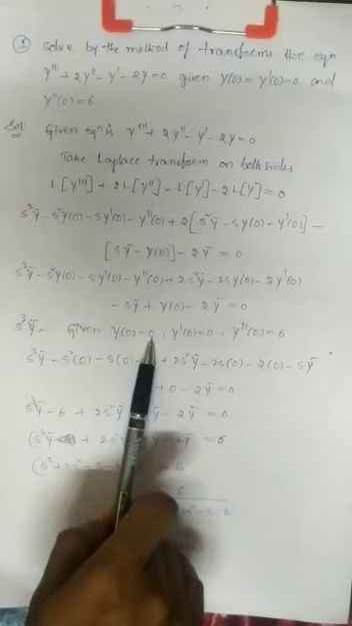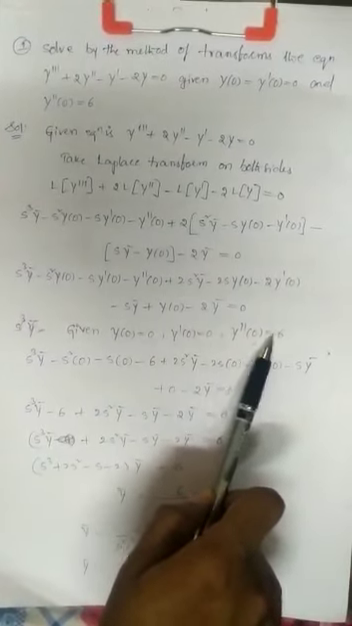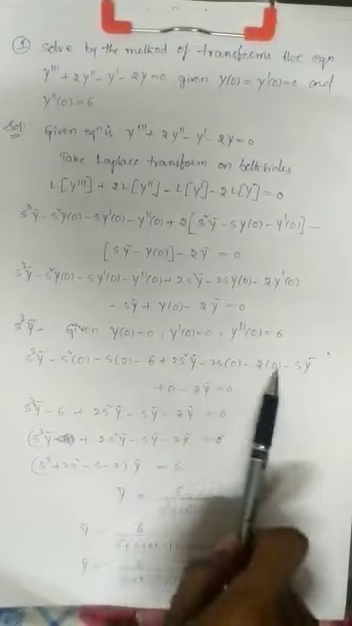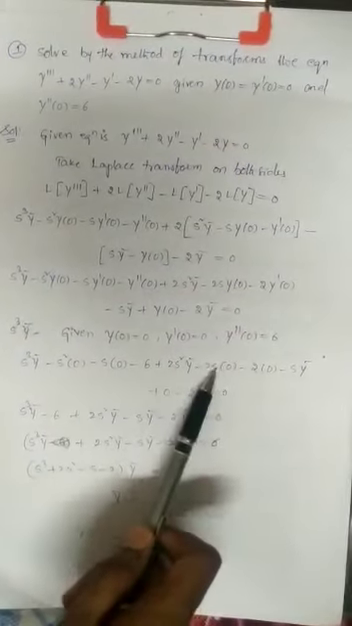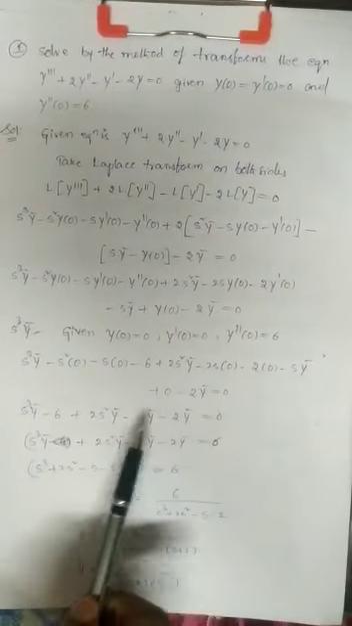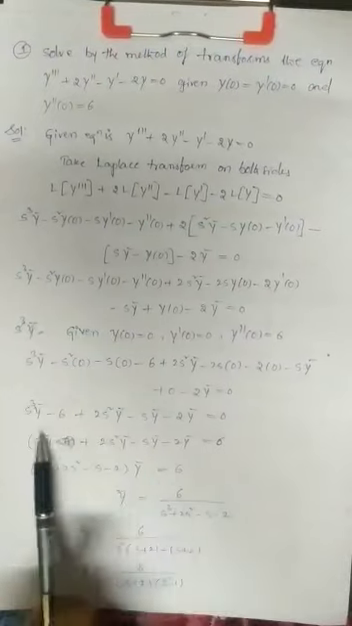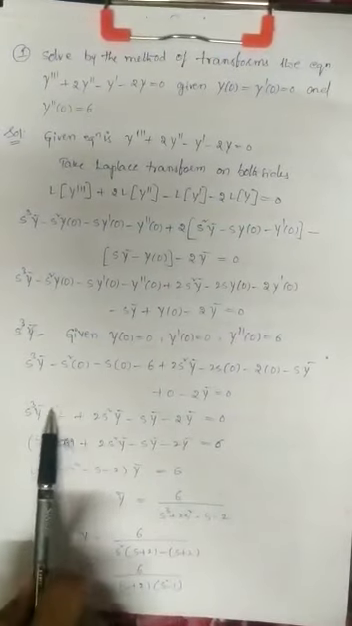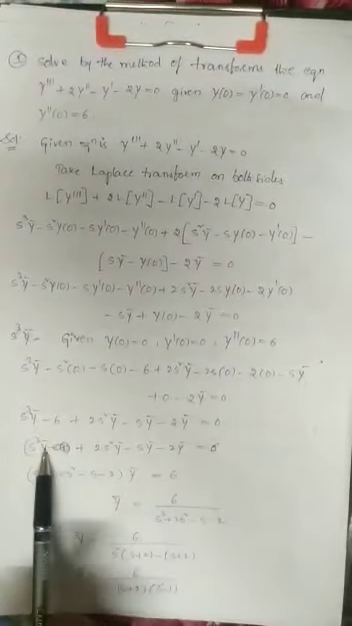Then apply the given initial conditions. y of 0 is 0, y dash of 0 is 0, y double dash of 0 is 6. Apply these three initial conditions here and you will get this equation. So s square into 0, s into 0, s into 0, and 2 into 0 become zeros. Then write the remaining values. Here we have only minus 6 as a constant, so take this minus 6 to the RHS. You will get this equation.